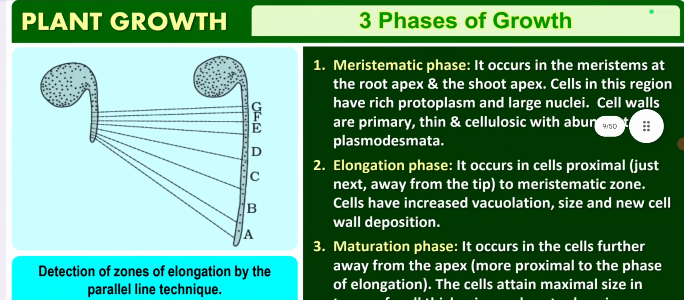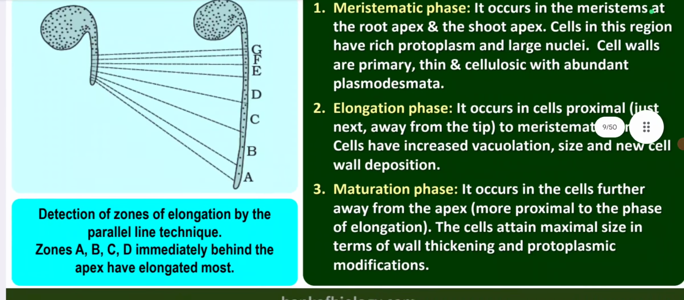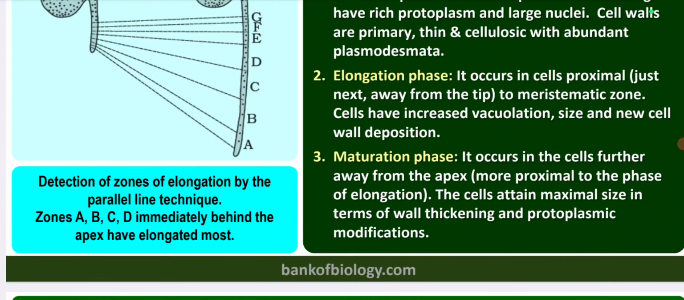Next is phases of growth. First of all, the meristematic phase. It occurs in the meristems at the root apex and shoot apex. Apex means the top portion of root and shoot. Okay. Cells in this region have rich protoplasm and larger nuclei. Cell walls are primary, thin and cellulosic with abundant plasmodesmata. Elongation phase: it occurs in cells proximal, just next, away from the tip to the meristematic zone.